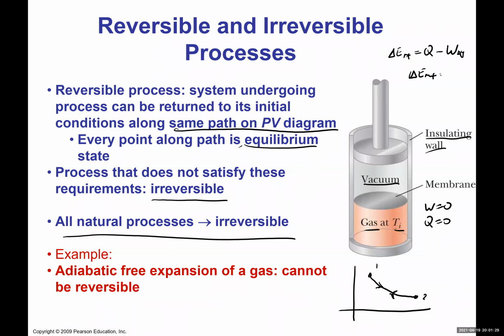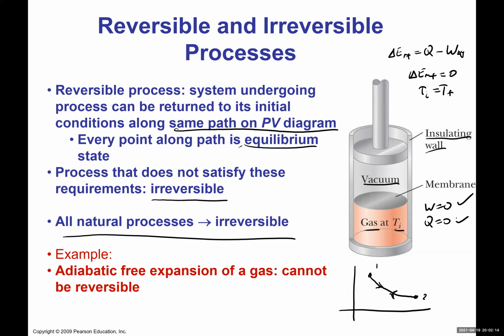So the system has changed. We have a greater volume. Greater volume, the system has changed, but the surroundings have not. Now, this is an example of an irreversible process. For the process to be reversible, we must return the gas to original volume and temperature without changing the surroundings.